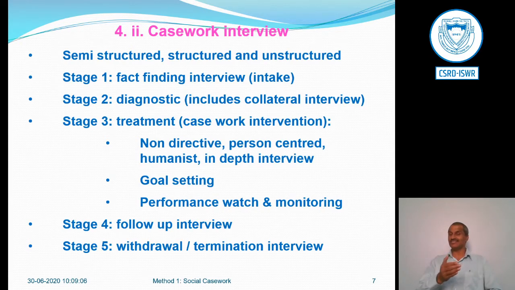You see, there is a difference between counseling and casework. Casework is always short-term counseling. It's a short-term therapy. It cannot be longer than 1 year. If the client requires more help, then a referral or transfer is required. The caseworker is not the right person to continue that case. So this withdrawal interview is also very much important.